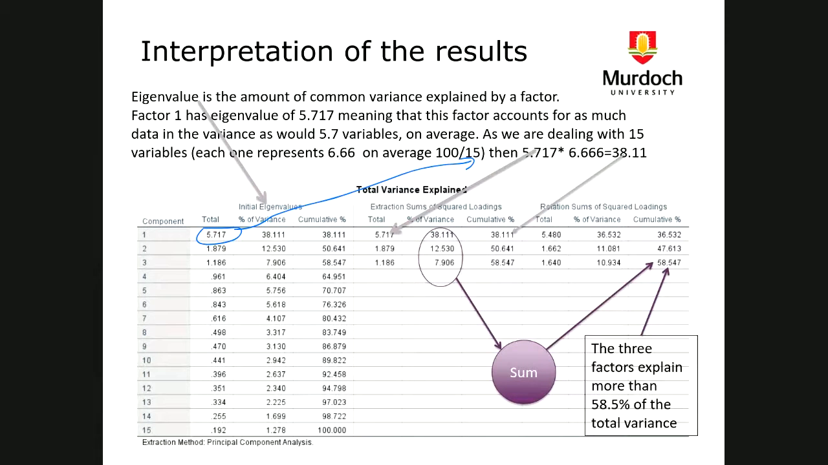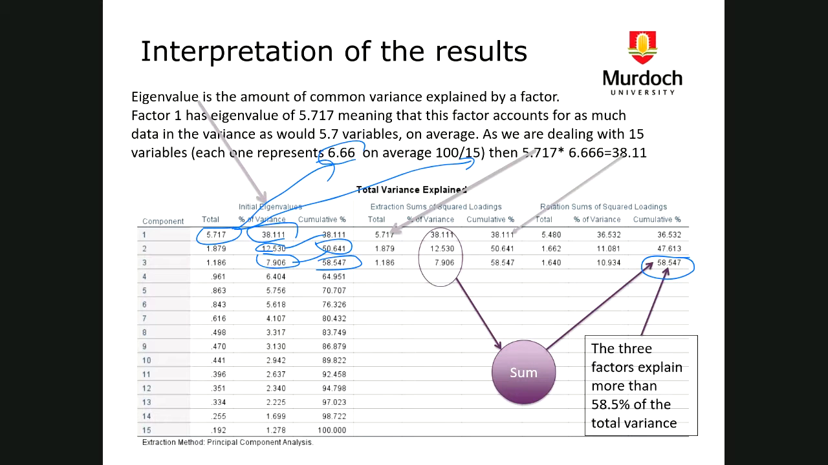If we multiply this by the 6.66, which is, 15 equals 100, so 1 equals 6.66, it's going to give us 38.11. Same with this, same with this. If we add this 12.53 to this, it's going to give us this one. If we add this 7.9 to this one, it's going to be 58.57, which is the cumulative representative.